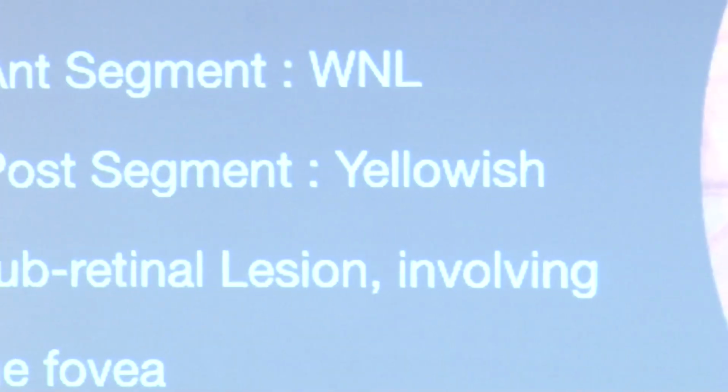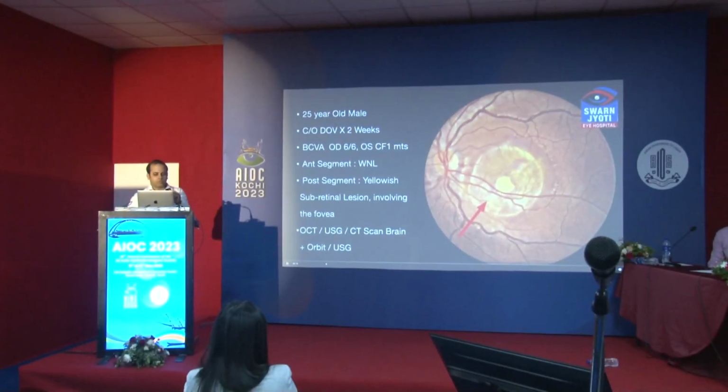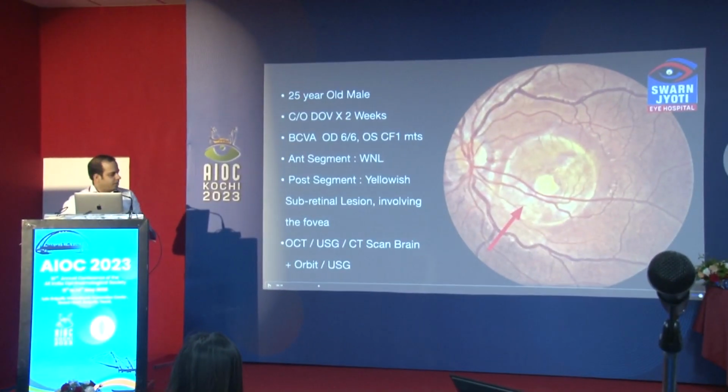Anterior segment evaluation was normal. Posterior segment revealed a yellowish subretinal lesion involving the fovea. Certain relevant investigations were done. The CT scan of the brain was also done, which was unremarkable, and a neurology consent was also sought before going ahead with the surgery.